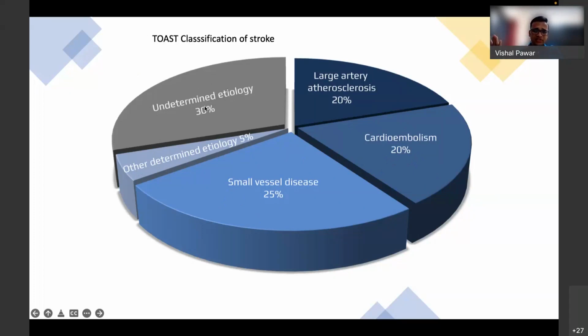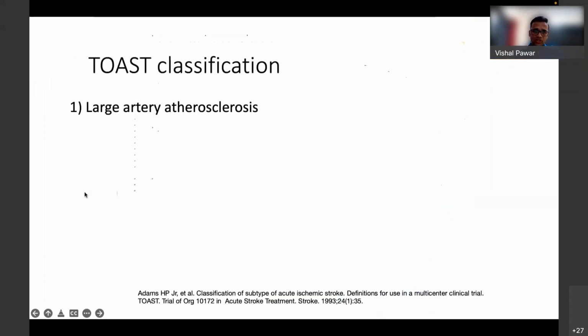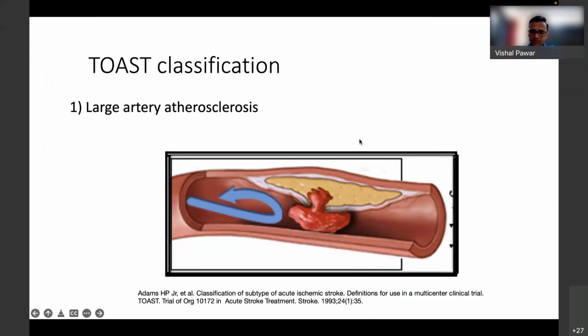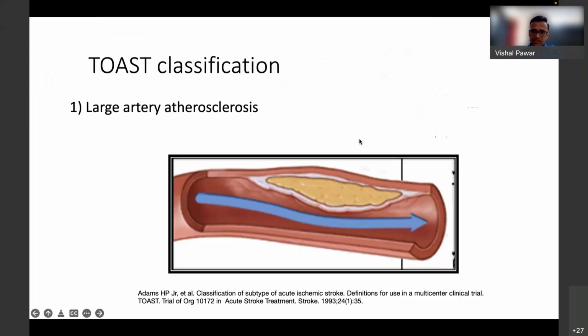Despite thorough investigation, many times, 30% of the times, we find that there is no detectable cause like one of these, and then we label it as stroke of undetermined etiology according to the TOAST classification. So in large artery atherosclerosis, what happens essentially is there is a thrombus.